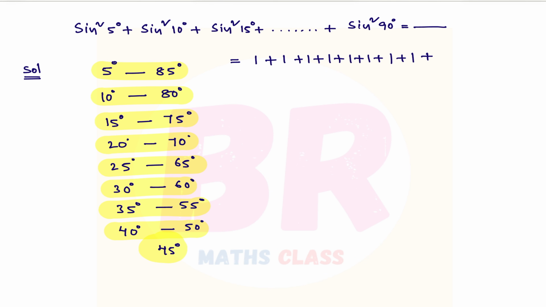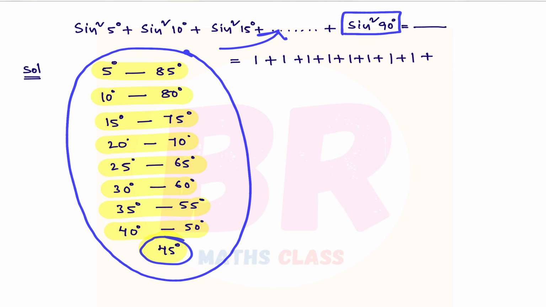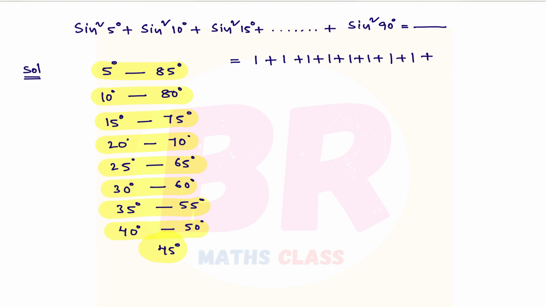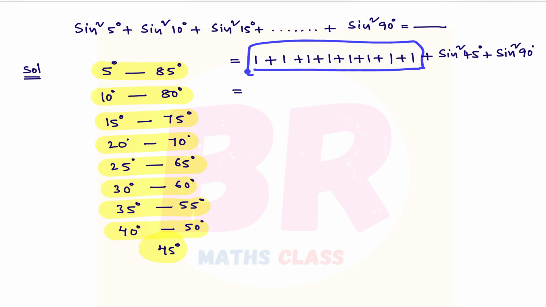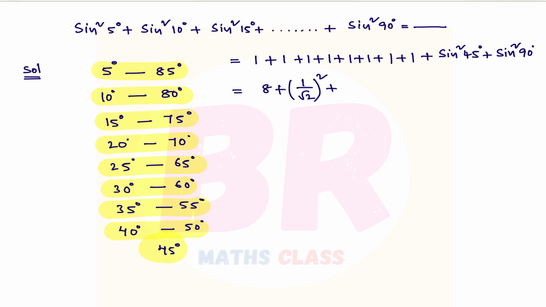In addition to this, two terms are remaining. One is sine square 45 degrees, which is in the middle, and we didn't calculate sine square 90 degrees also. You can see that in this we didn't identify 90 degrees also. So at the end, this is sine square 45 degrees plus sine square 90 degrees. If you take all this, it is 8 plus sine square 45 degrees, that is nothing but sine 45 degrees whole square, (1 by root 2) whole square, plus sine 90 degrees value, which is 1. So this is 9 plus 1 by 2. If you simplify this, you will get 19 by 2. So for this problem, the answer is 19 divided by 2.